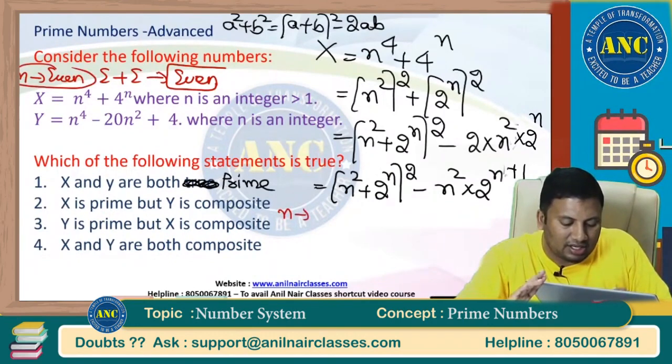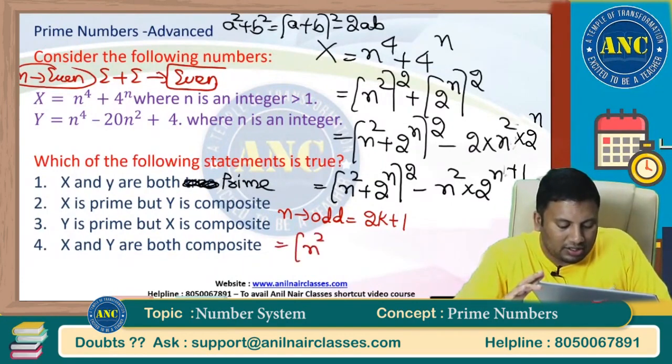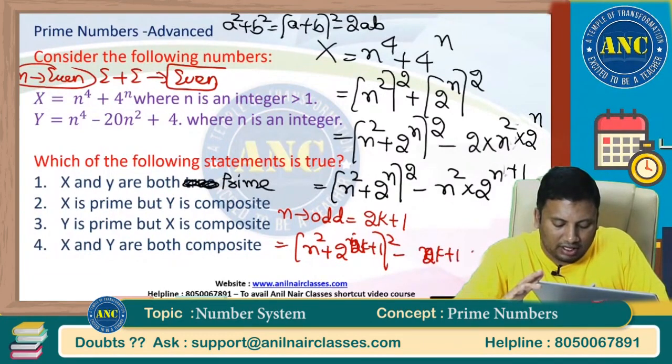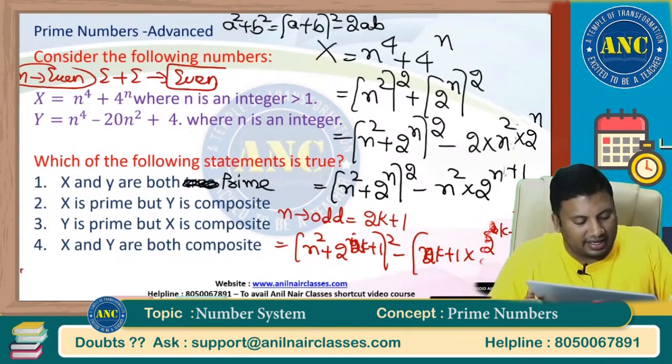If n is an odd number, it is of the form 2k plus 1. K can be 0. So this is nothing but n square plus 2 power n, 2 power 2k plus 1, whole square minus n square, 2k plus 1 into 2 power 2k plus 2. 2k plus 2 is nothing but k plus 1 whole square. Are you all with me? I hope this idea is clear.